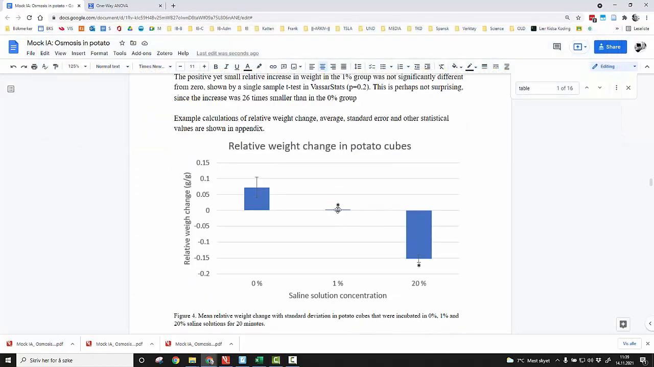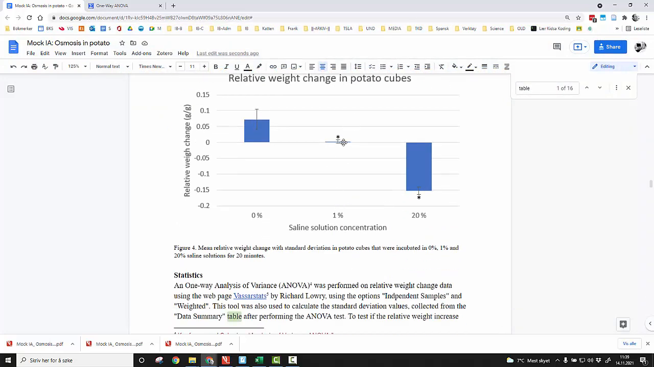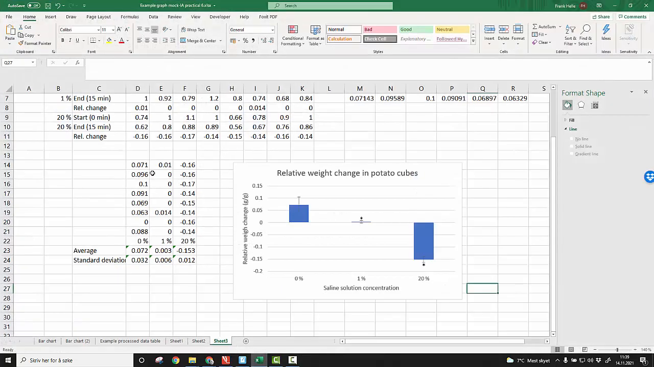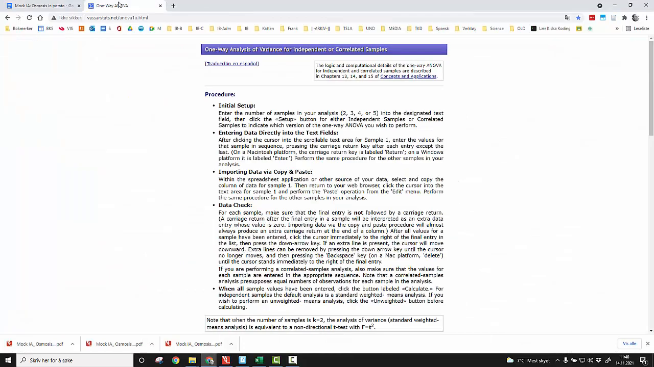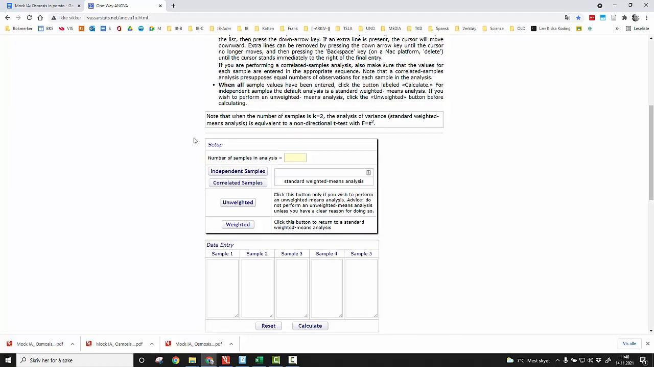Now we are going to actually do the statistics that we did here to indicate that these two values were significantly different. And so we go back to the data, and these were the 0% values, the increase in 0% or distilled water. And now we will go to a web page called Vasostats, where you can do an Anova, which is the version of the t-test that supports more than 2 groups.